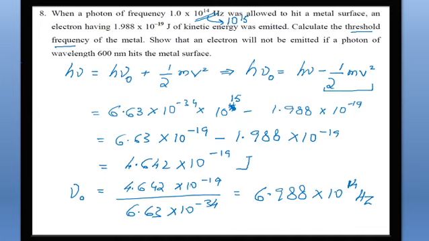Now, there's a second half of the question. They have asked us that if a photon of wavelength 600 nanometer strikes the surface, then no electron should be emitted. It is only possible if the energy corresponding to 600 nanometer is smaller than the energy corresponding to threshold frequency, or in other words, the frequency corresponding to 600 nanometer wavelength should be smaller than this. So let's try to find that.